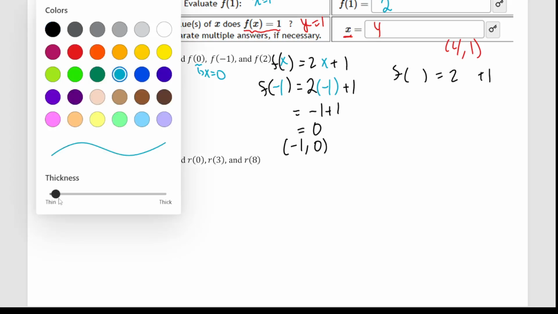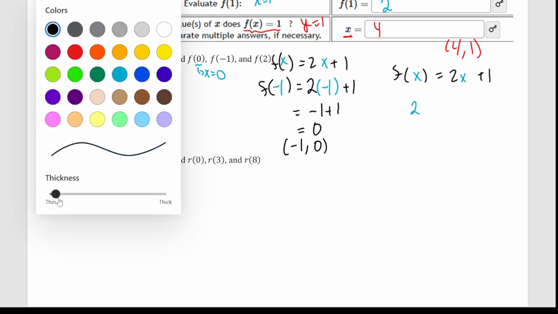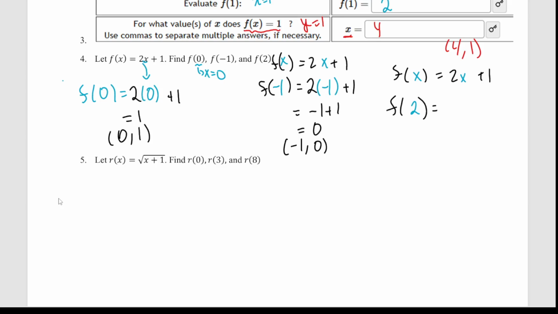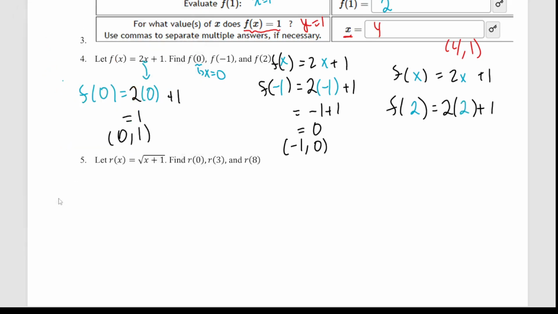For this last one, go ahead and see if you can evaluate f of 2 similarly. So to find f of 2, everywhere we see an x, we replace it with a 2, and then we simplify according to order of operations. So 2 times 2 gets us 4, and then 4 plus 1 gets us 5. So we know we have the point 2, 5. And if they just want the f of x value, they're just looking for that y value corresponding with that x value.